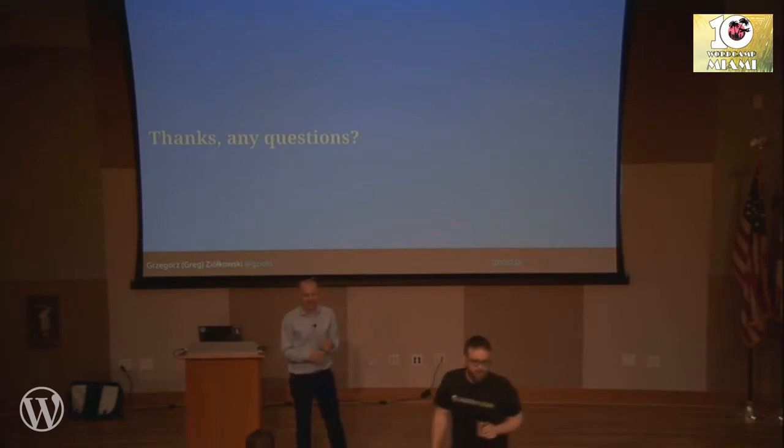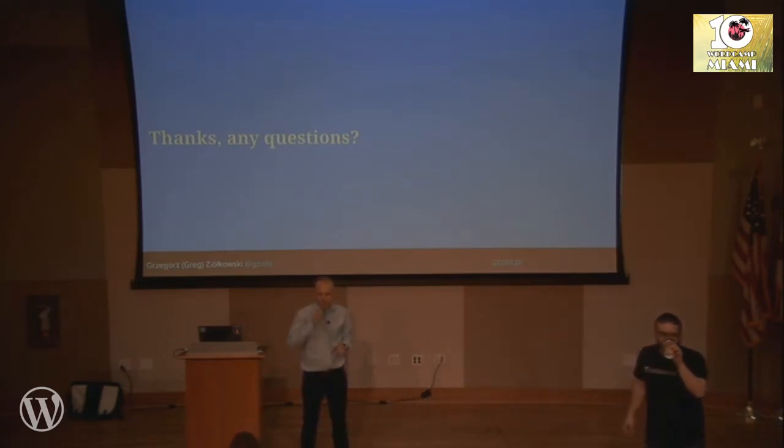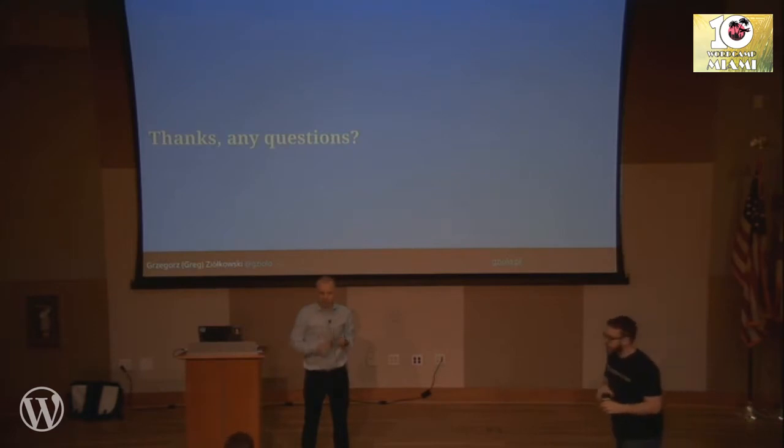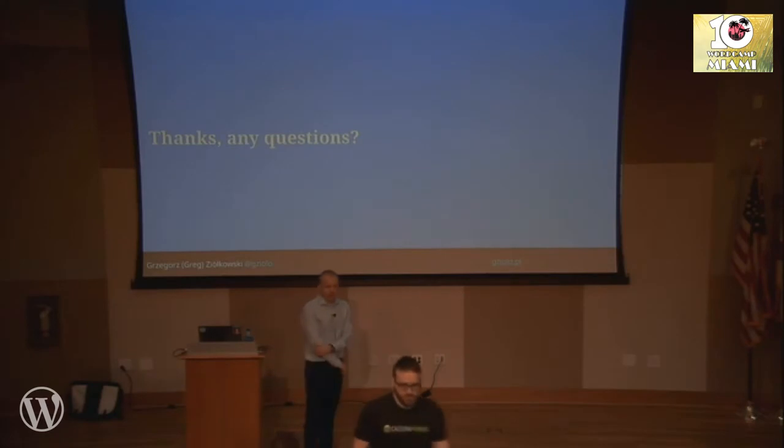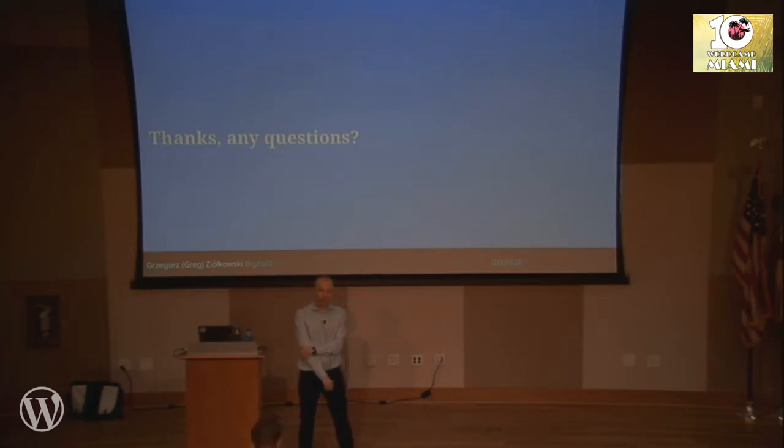Can you tell me how Gutenberg will affect page builders like Beaver Builder, Divi, etc.? As far as I know, we are in touch with some page builders, and they want to build on top of Gutenberg. So they will exist. They will transform their code base to be compatible with whatever we provide, and this will help them have common APIs they can depend upon.